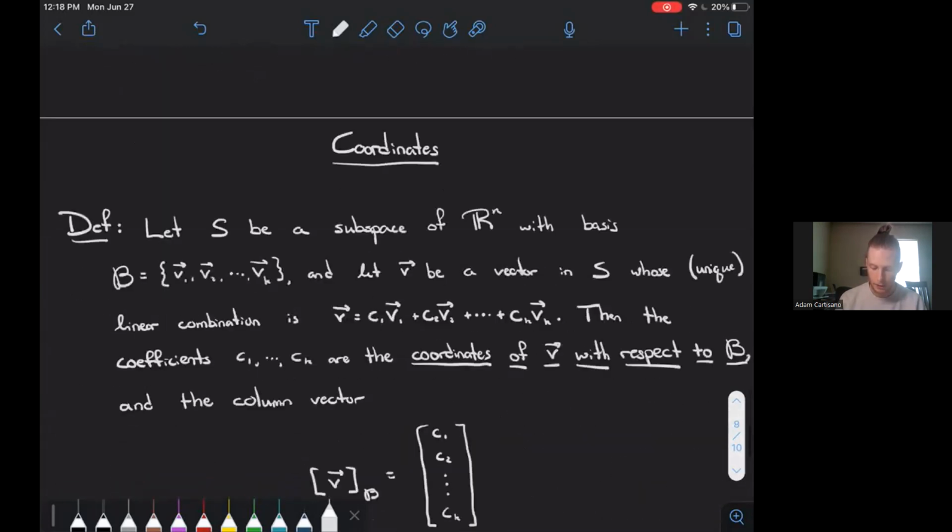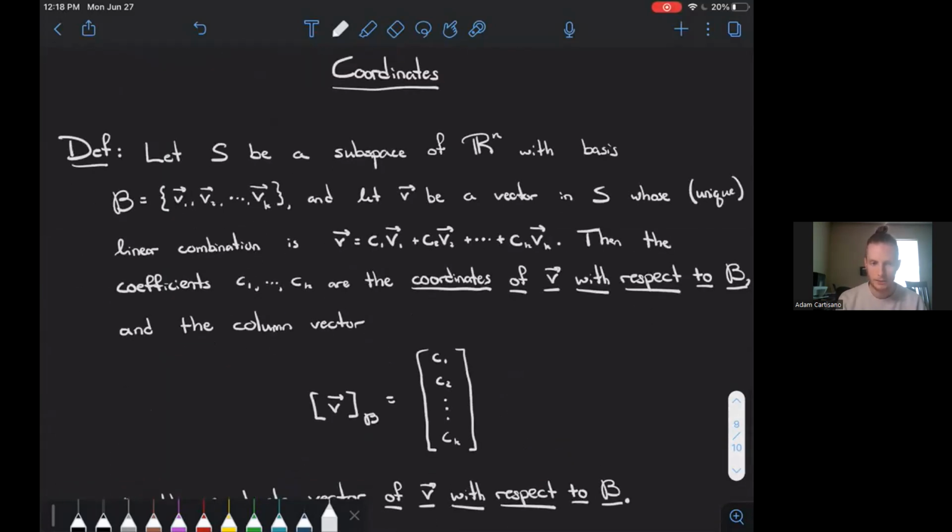Instead, I want to talk about one last thing that returns us to the original questions that we were asking about, like what is a subspace though? So we have a gnarly definition. We're going to talk about the coordinates of a vector with respect to a basis.